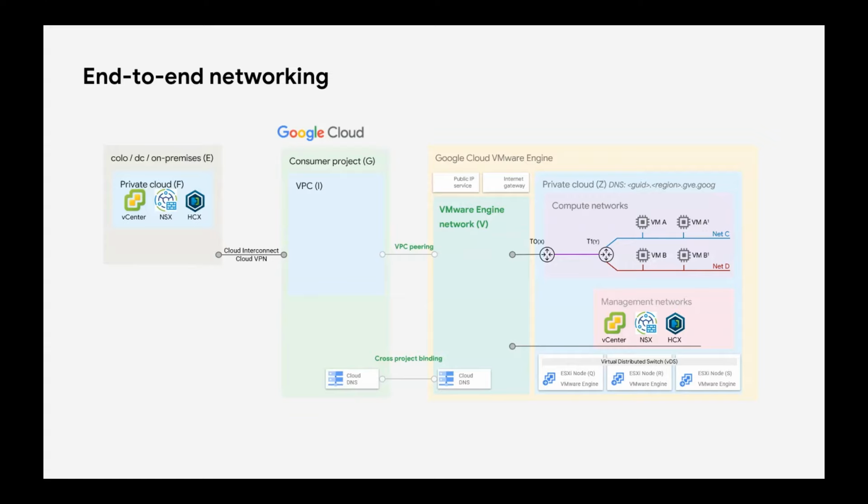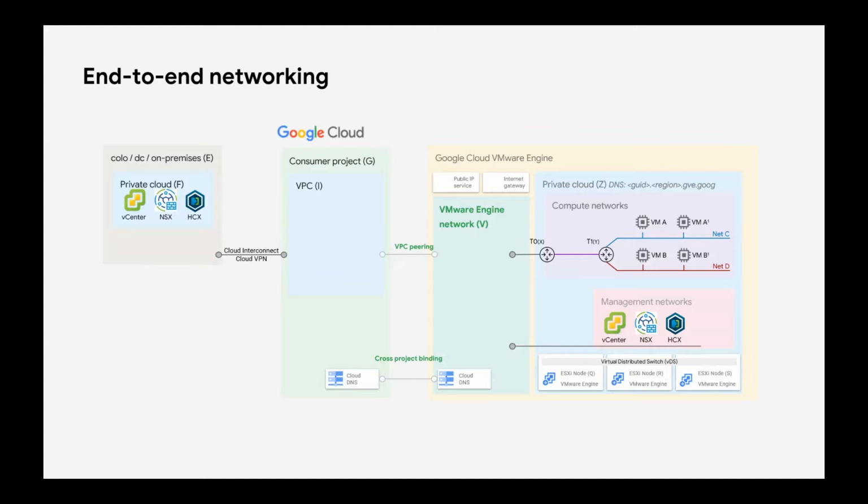The consumer VPC where the integrated VPN is terminated is paired with the VMware Engine network using standard VPC peering. A single VMware Engine network can pair with multiple other VPCs to enable different communication patterns. And finally, a private cloud is attached to a VMware Engine network.